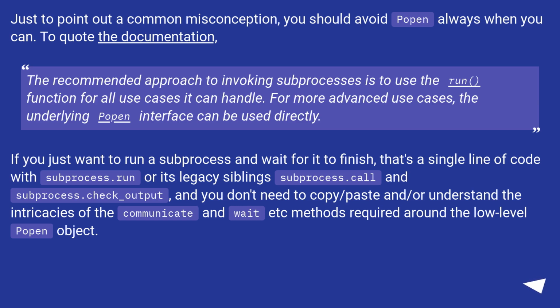If you just want to run a subprocess and wait for it to finish, that's a single line of code with subprocess.run or its legacy sibling subprocess.call and subprocess.check_output. And you don't need to copy/paste in or understand the intricacies of the communicate and wait etc. methods required around the low-level Popen object.